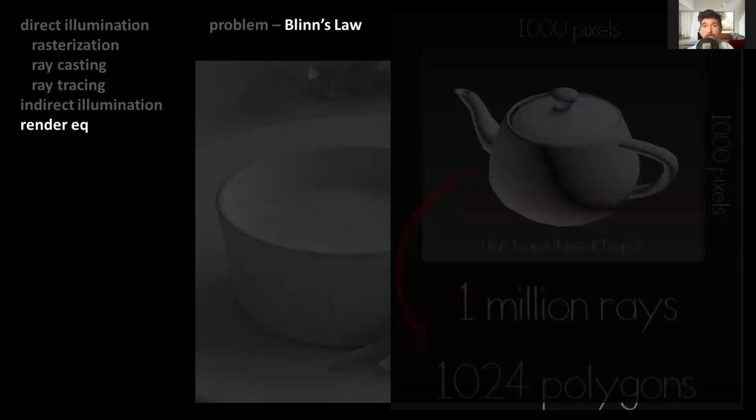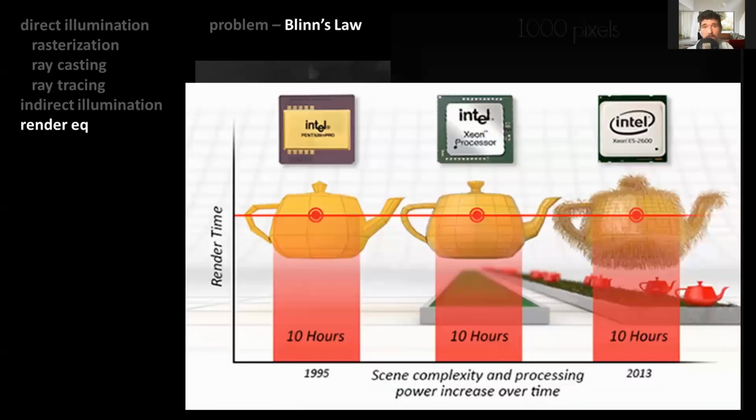This is called the Blinn's law, which basically states that the rendering time tends to remain constant even as computers get faster. 3D artists prefer to improve quality, rendering more complex scenes with more sophisticated algorithms, rather than using less time to do the same work as before.